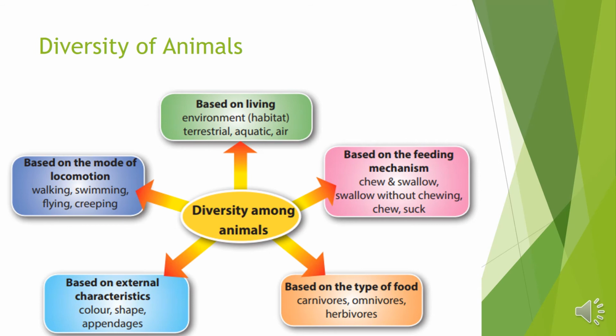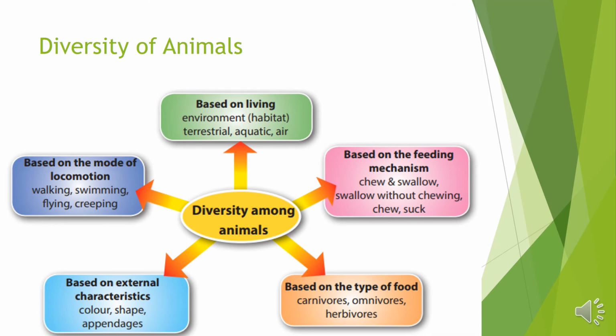So just like that, they can be classified based on the living place or the habitat, and based on the feeding mechanisms. Based on the feeding mechanism, some of them chew, some of them swallow without even chewing, some of them chew and suck. Just like that, according to the way they feed, we can divide or classify the animals.